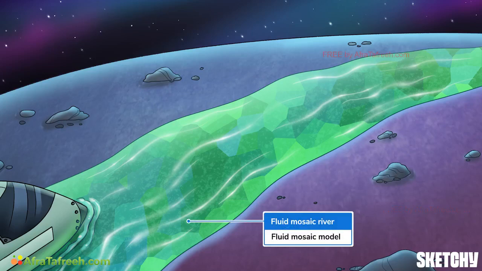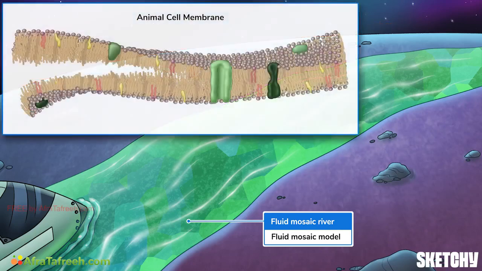the fluid mosaic model. Fluid comes from the fact that even though cell membranes are semi-solid, their components are constantly moving around, which gives them fluid-like characteristics. How much a membrane's components move around is often described in terms of membrane fluidity, with higher fluidity meaning more movement. The mosaic part of the fluid mosaic is because the cell membrane is composed of a variety of different lipids, proteins, and carbohydrates.